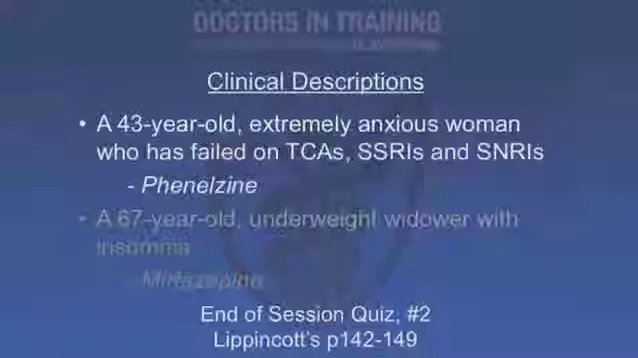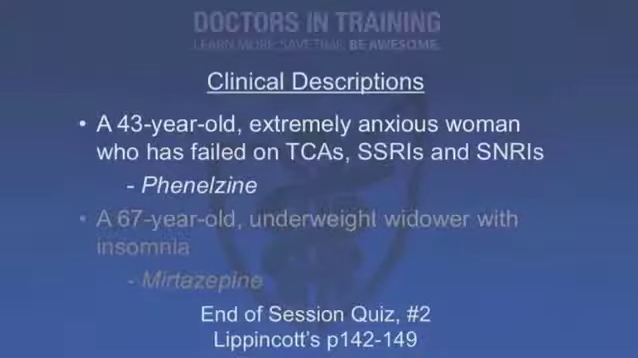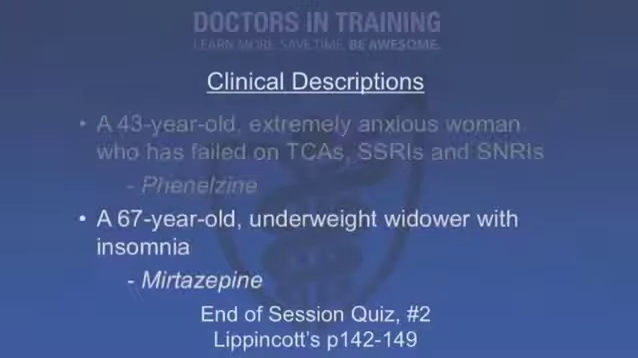Match the following clinical descriptions of depressed patients with the most appropriate therapeutic agent. We've got a list of our antidepressants here, and we're going to try to match them up with the type of patient that we see. A 43-year-old, extremely anxious woman who has failed on TCAs, SSRIs, and SNRIs. Well, this is going to be our last resort medication, phenelzine. A 67-year-old, underweight widower with insomnia. Think of mirtazapine.